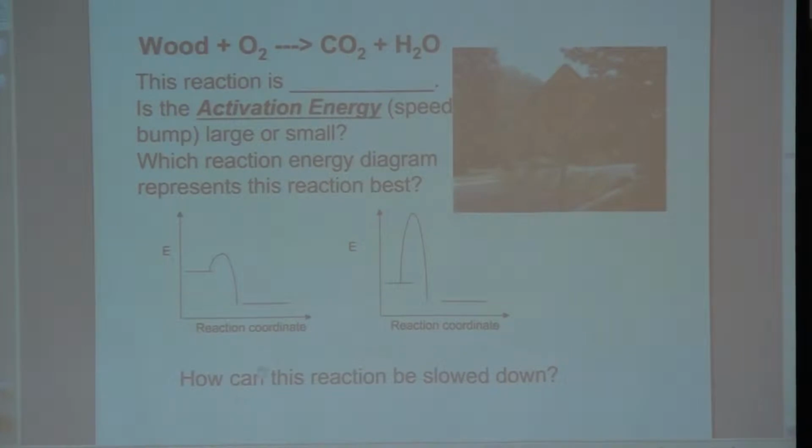Okay, so we can draw a reaction energy diagram. So which one represents the fast reaction? This one or that one? This one. Yeah, so this one represents the fast reaction because it has a small activation energy. Which reaction is endothermic? This one.